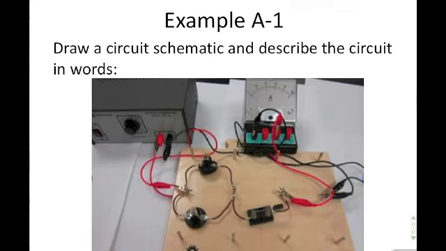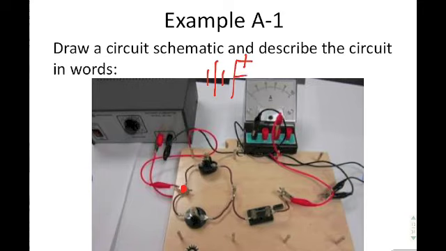So if you look at this example, it says draw a circuit schematic and describe the circuit in words. The first thing we need to do is start at the source. We start with this circuit right here. You have that right there, and that is the positive end of the battery. So I'm going to draw the symbol for the positive end of the battery, and the positive end of the battery is the longer one. Then I've got a wire that comes right here, and sometimes it's tough to tell what the wires are doing. You've got to be really careful. But you can see that this wire comes around here, and it connects to this point right here.